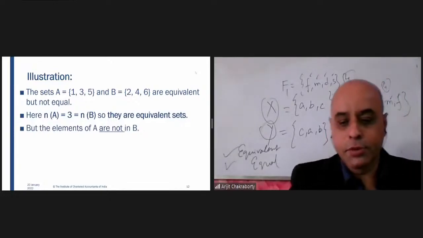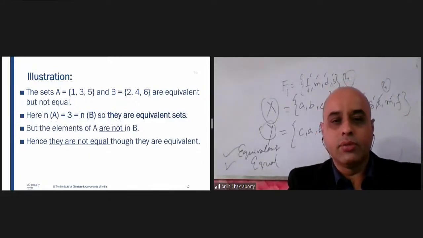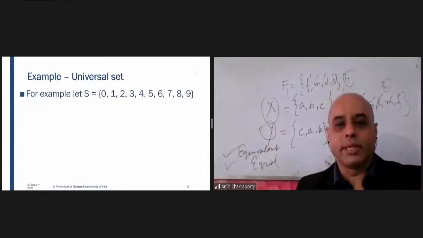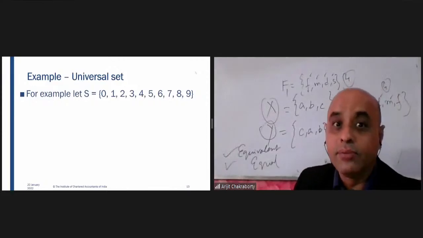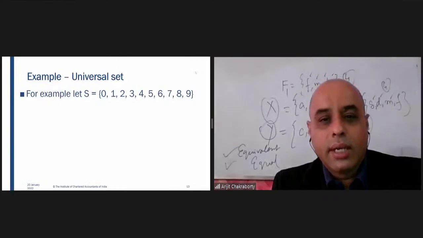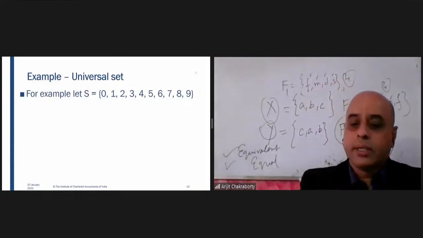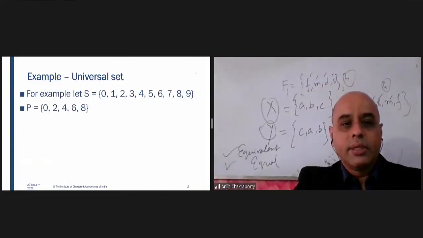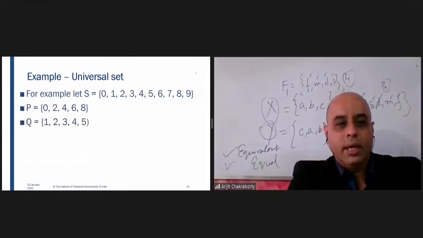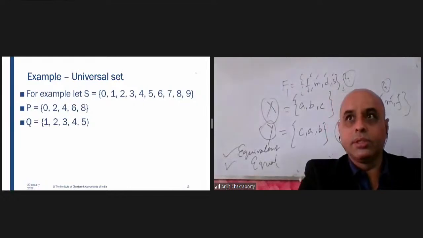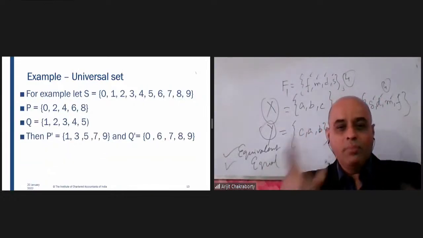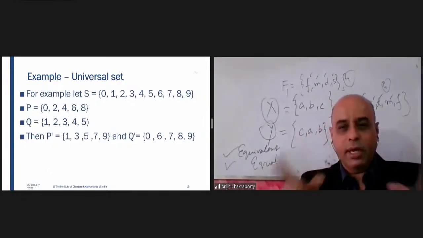Okay, we proceed to the next point. So they are not equal, but they are equivalent. Universal set. Universal set is an example we have taken. So set universe, as you know, the collection of everything. So 0 to 9 we have taken. This is a universal set S. And I have taken a set P, 0 to 468, and another set Q, which is 1, 2, 3, 4, 5. And from there, I will try to find out P dash and Q dash.